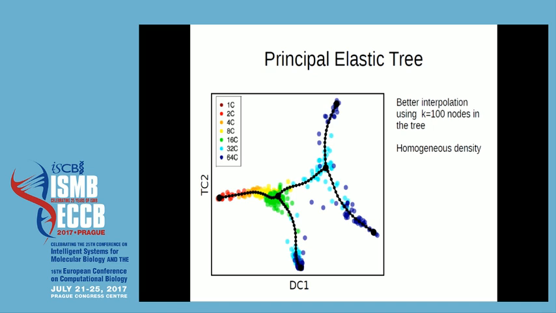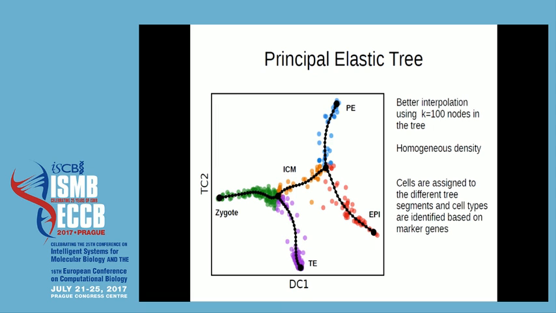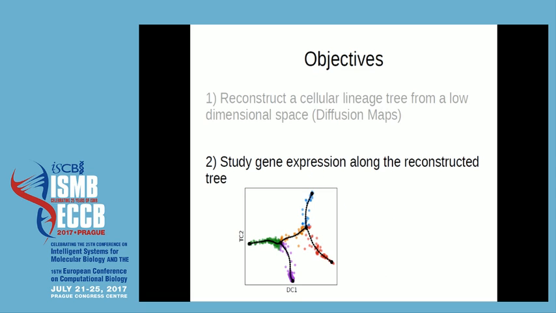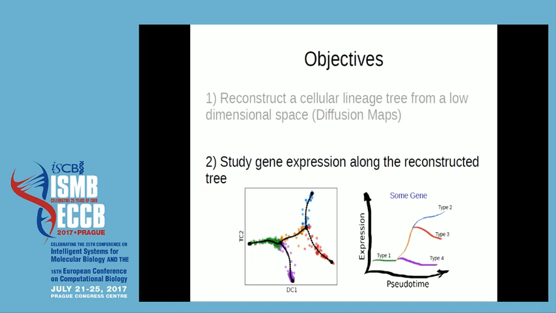Now we are introducing 100 nodes to interpolate the data here, and then we can assign all the cells to the different tree segments, and given markers in the matrix, we can assign the different cell types. So now we want to study gene expression along the reconstructed tree. That's why we did this. If we have some gene, we want to study how this gene is expressed in different parts of the tree. So we would like to see something like that.